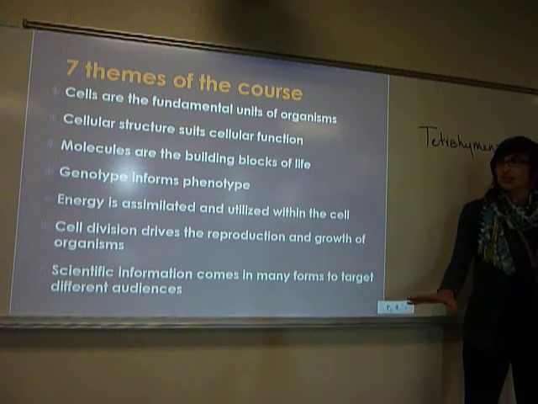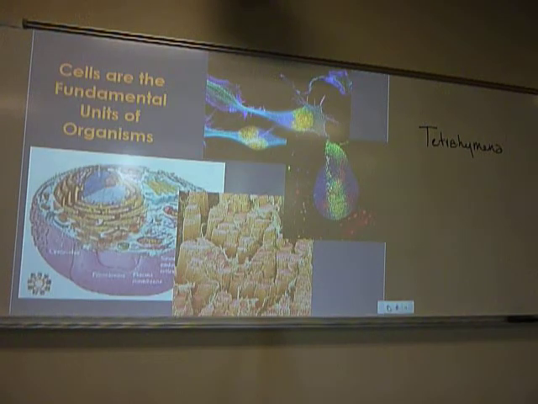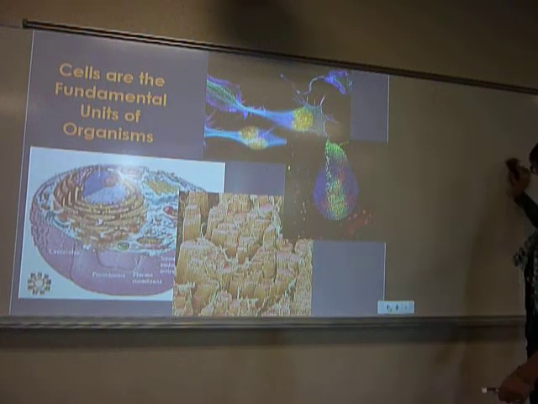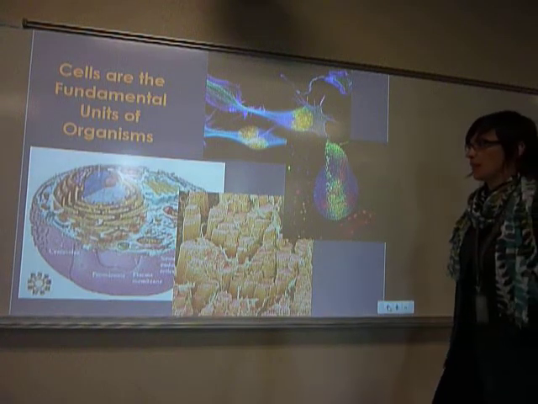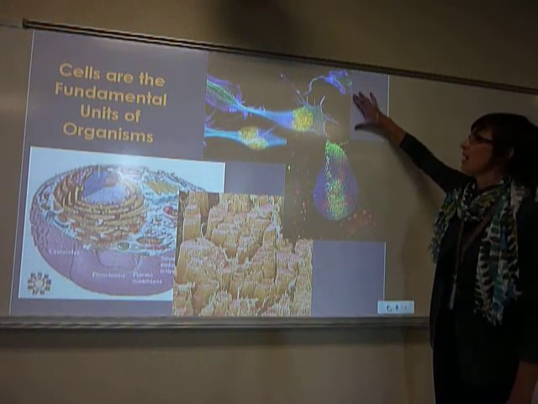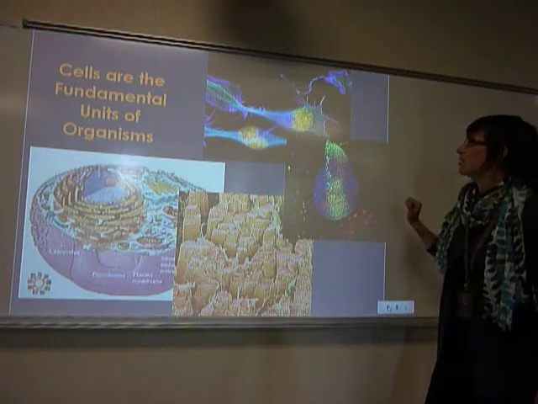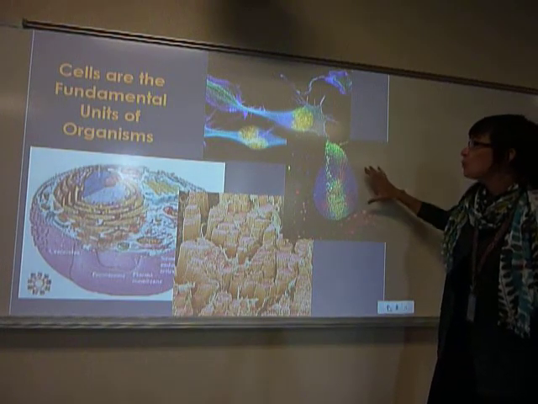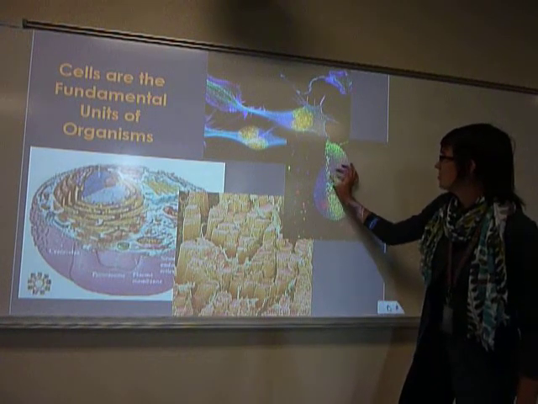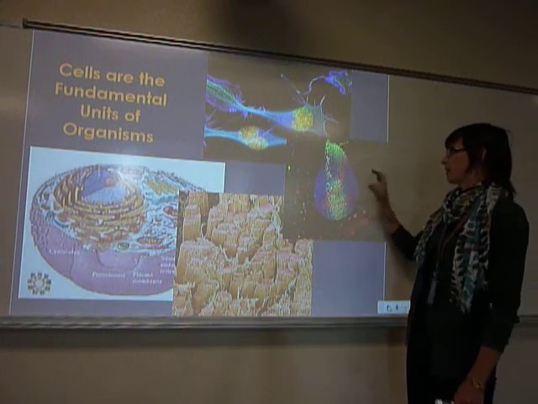So let's look at these a little bit more closely. Our first theme: cells are the fundamental units of organisms. I've got a couple of different cell types up here. Up here, this is a neuronal cell. You can see the cell body and the axon and all the little dendrites. Here, this is a fruit fly embryo that's been labeled fluorescently, and you can see all these cells that are migrating to do their specific jobs. Some might become the fly eye, and some might become the fly wing.